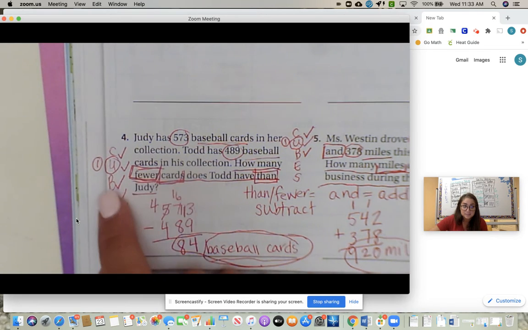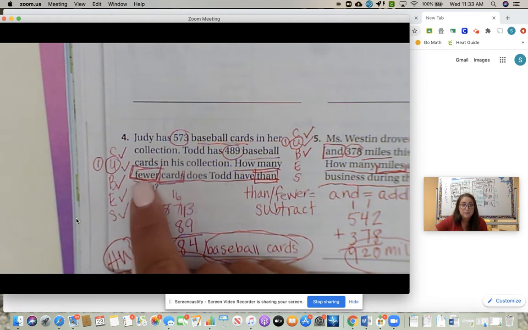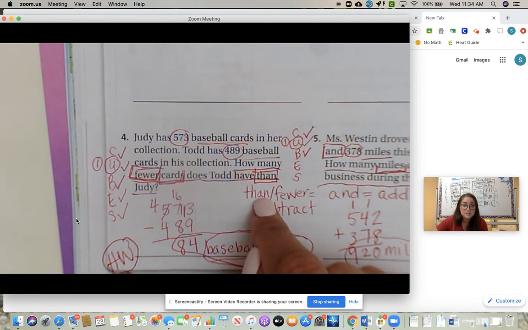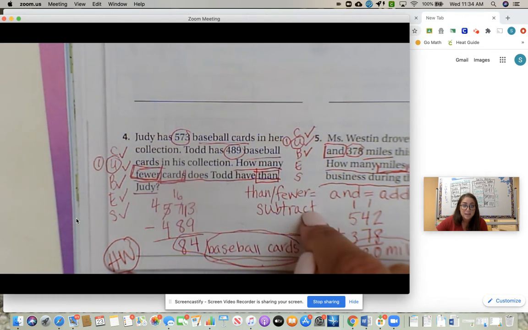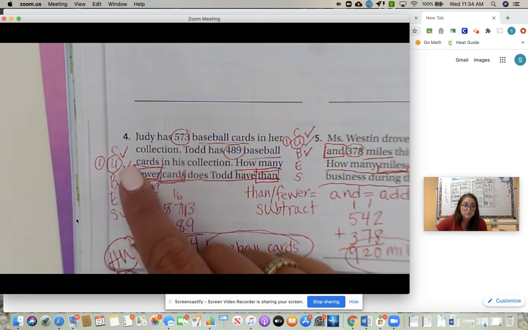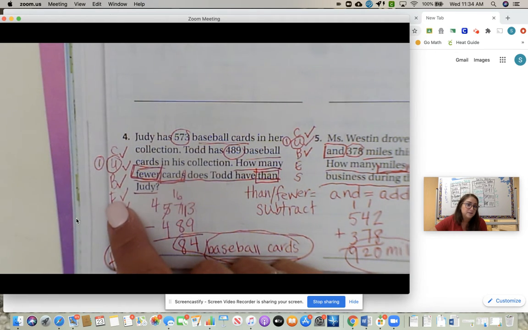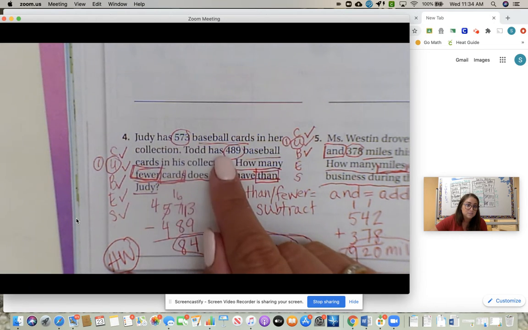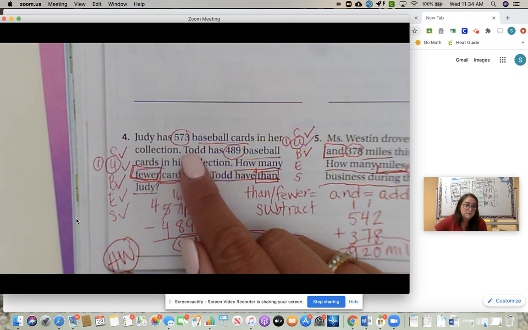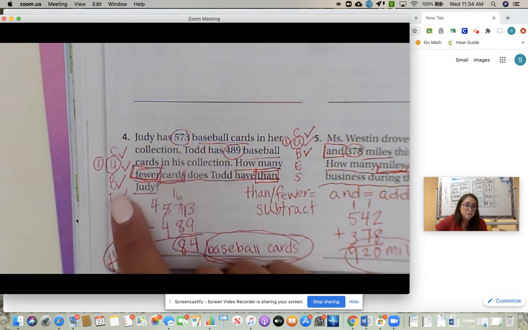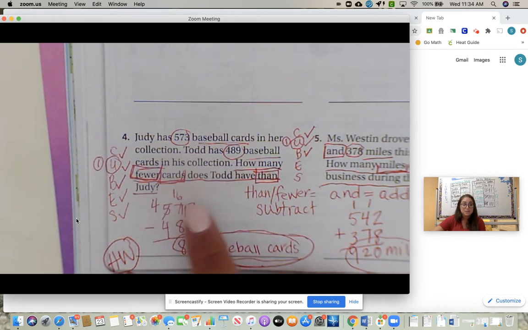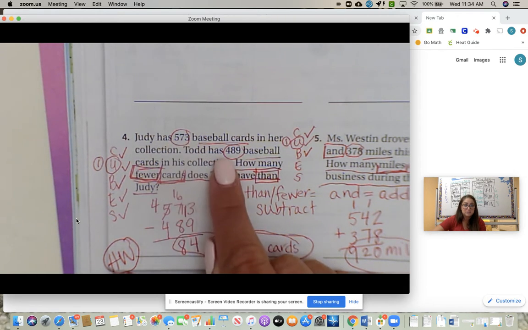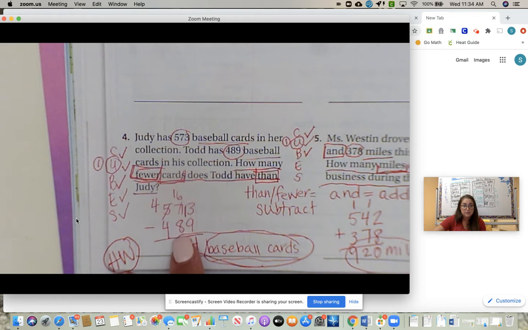So we did this, we did this. Now box the math verbs. We have fewer and than as our math verbs. If you see than or fewer, that means to subtract. Okay, so we finished our math verbs. And now we're evaluating. We're thinking about what's going on. They want to find the difference in the baseball cards that Judy has from Todd. We know our math verb is subtract. So we're going to subtract our 2 key numbers, 489 from 573. That's what we have right here.